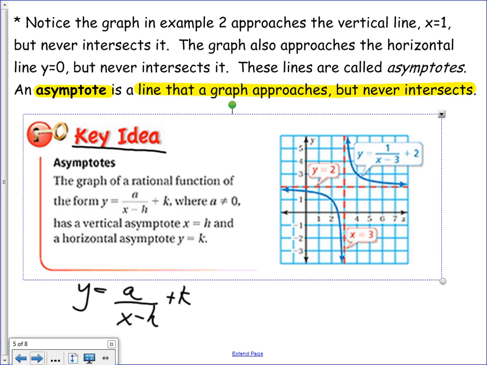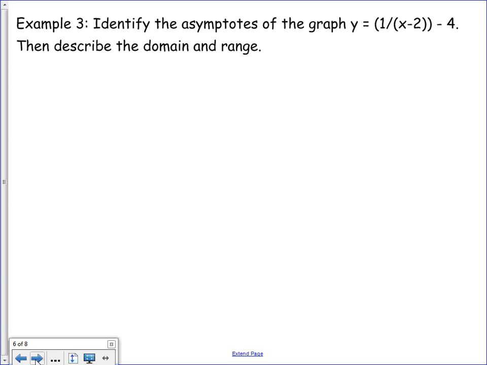Okay? And then k is the y, the horizontal asymptote, whatever that value is. Okay? So if it would be minus k, then it would be y equals negative k. All right? Let's take a look at an example of that. So what we want to do is identify the asymptotes of this graph. Now again, instead of writing that horizontally, I'm going to rewrite it vertically for you. Okay? That's what that will look like vertically instead of horizontally.